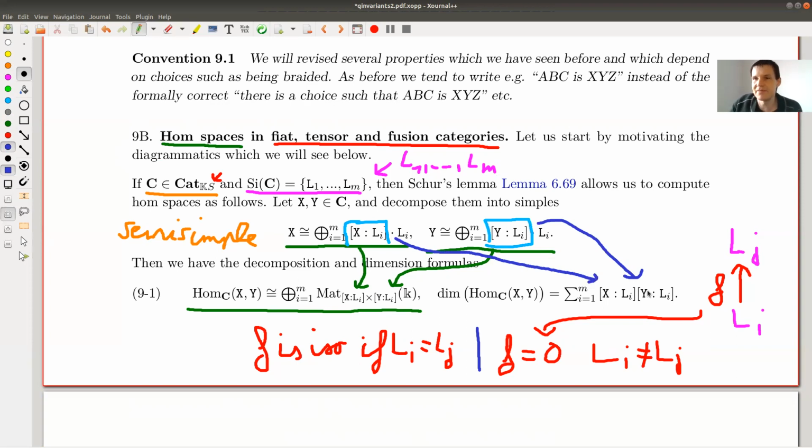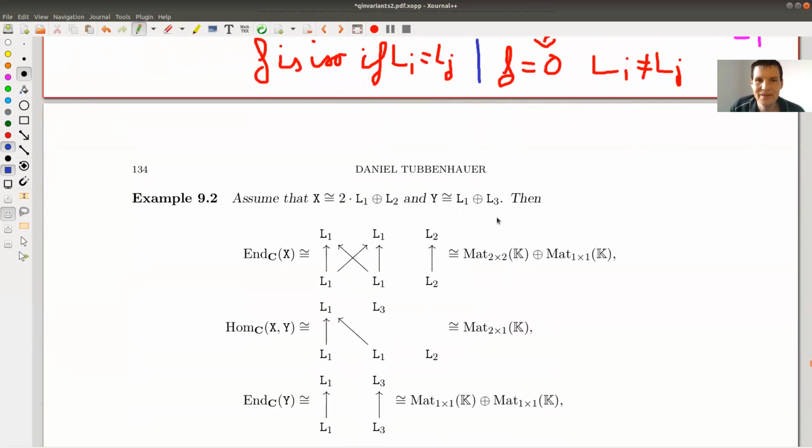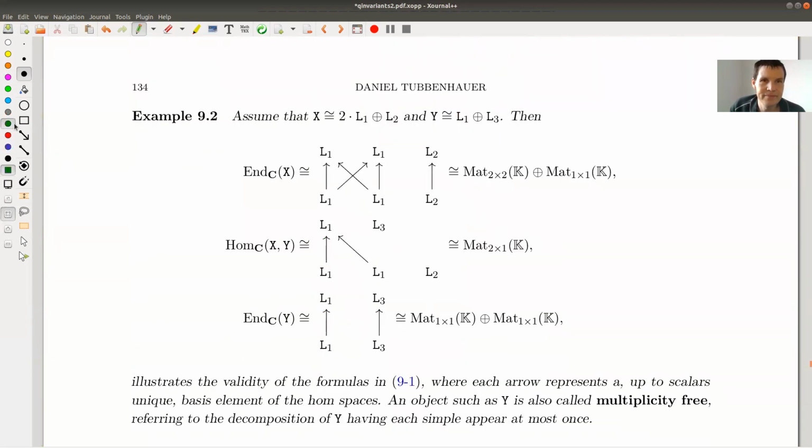So let's do a reasonably explicit example. So let's say X is an object which is this one. It's L1. So here's X, L1 plus L2, and L1 appears twice. And let's say Y is L1 plus L3. And my notation is, of course, that different L's are not equivalent. Right? So L1, L2, L3, those are my symbols. Not equivalent. Okay, and now you want to compute End of X.